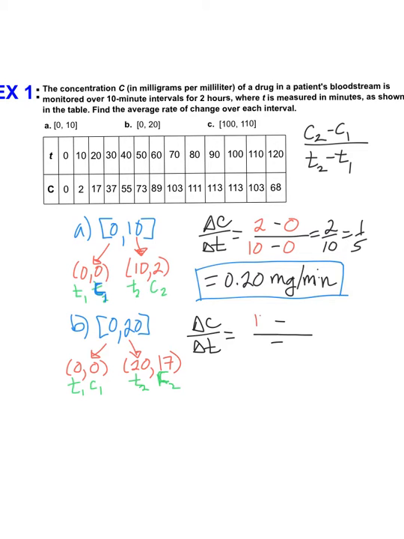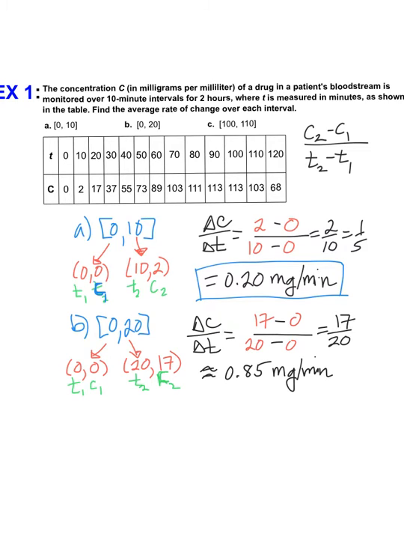All right, so my C sub 2 is 17. My C sub 1 is 0. My T sub 2 is 20. And my T sub 1 is 0. So that gives me a value of 17 over 20. And if I put that in my calculator and get a decimal equivalency, actually I think it's exactly equal to 0.85, so 85/100ths milligrams per minute.